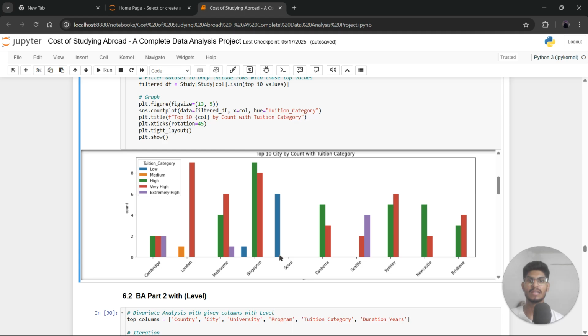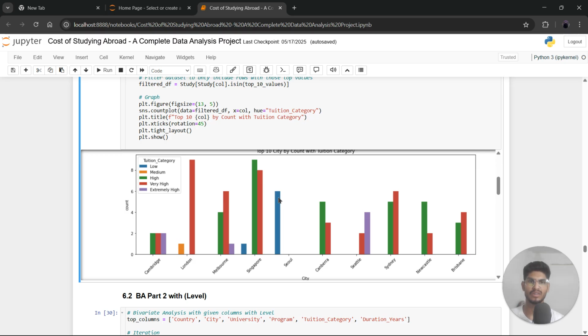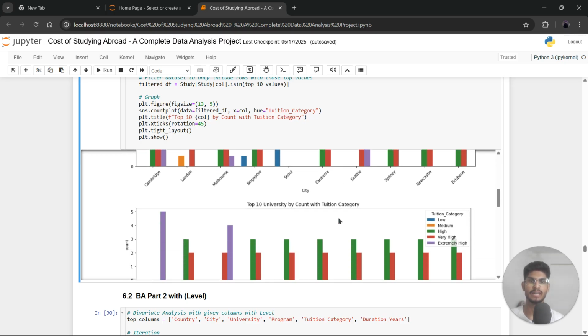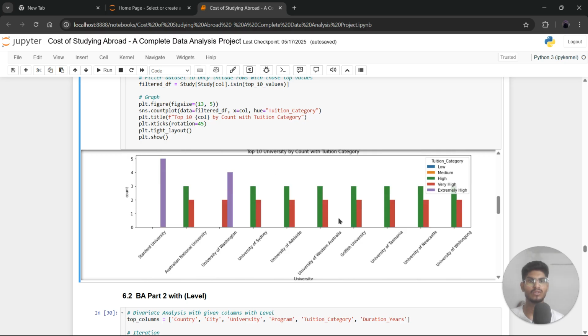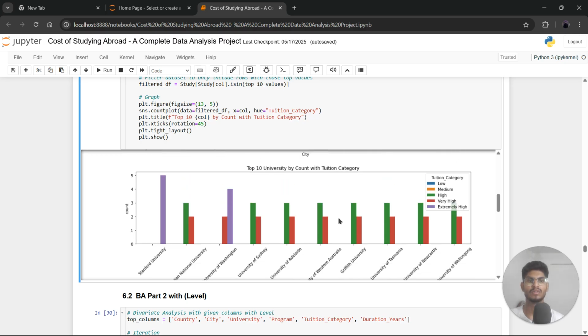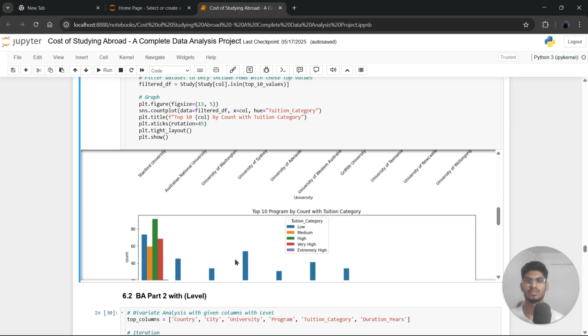We can see Seoul, the capital of South Korea, is charging low amount fees for the low tuition fees. So then we can get to know about it here. I will not explain you everything. I will show you each graph, and you need to evaluate things on your own, which tuition category is affected by the program, university, and so on and so forth.